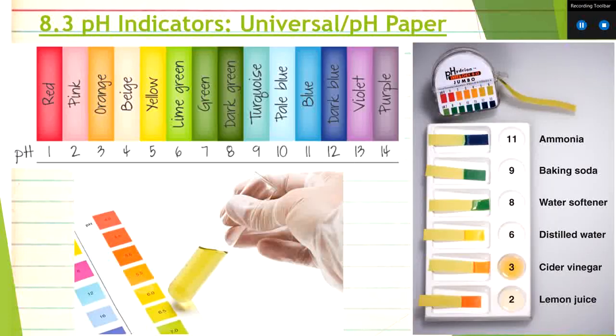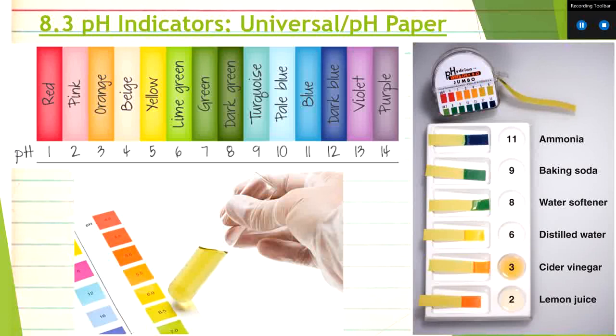Getting a little more selective and specific, we have universal indicator or pH paper. Here's the scale that you see at the top. We have a pH from 1 to 14, and at each pH the indicator will change to a different color, starting at red when we have a very strong acid, moving up through green in the neutral area, and then to purple when we have a very strong base.